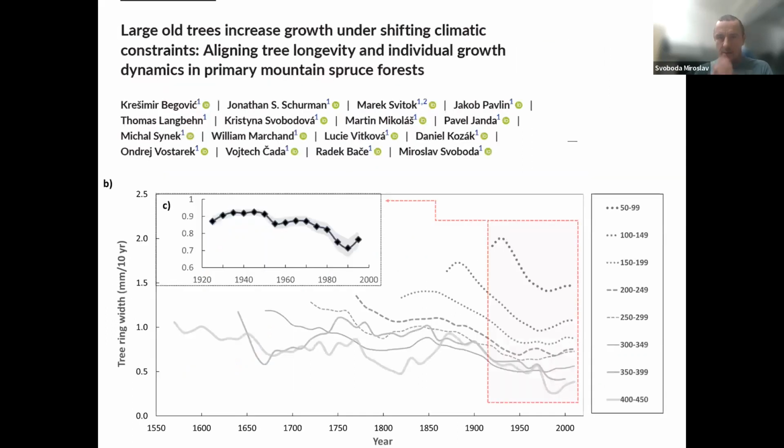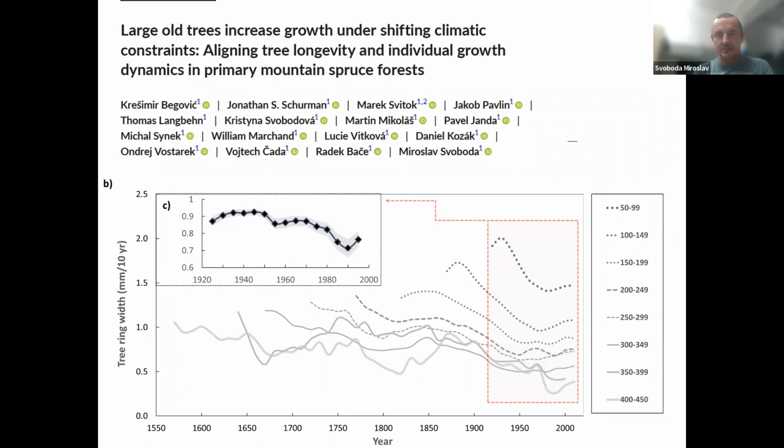This figure is actually showing the same data, but ordered by the calendar year this time. And again, you can see the different age classes of the trees, so trees 500, 550, 200, and further up to trees 400 and 450. And it shows a similar pattern.